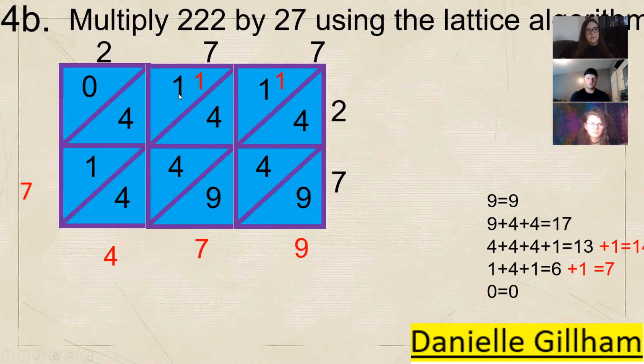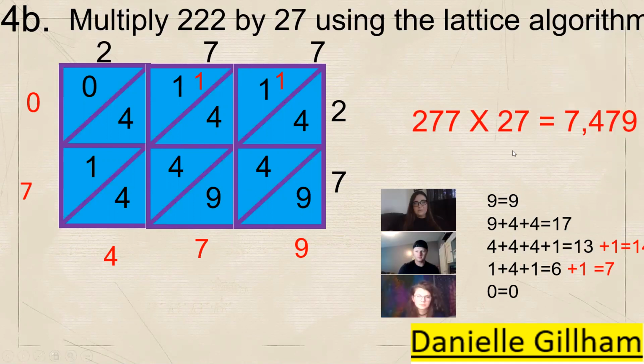1 plus 4 plus 1 equals 7. Or 6 plus the 1 equals 7. And then 0, 0. So you're going to scratch out the 0. And 277 times 27 is going to equal 7,479. Smooth operator. It's pretty easy.